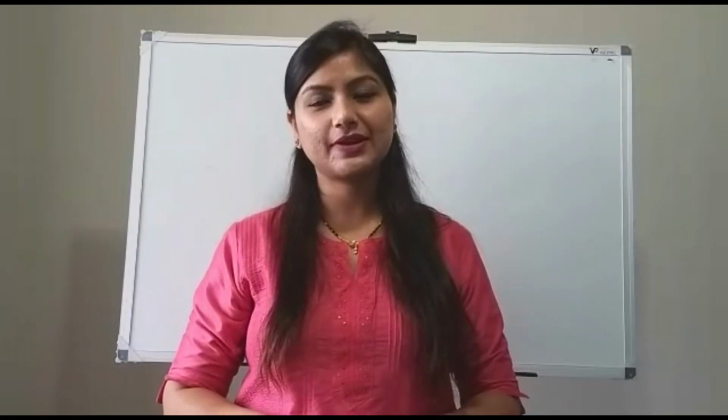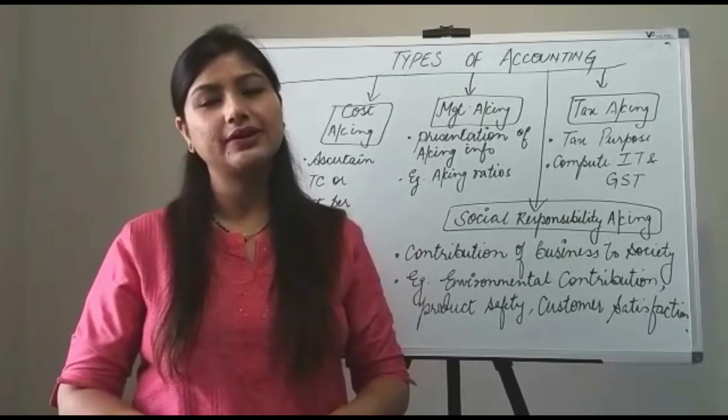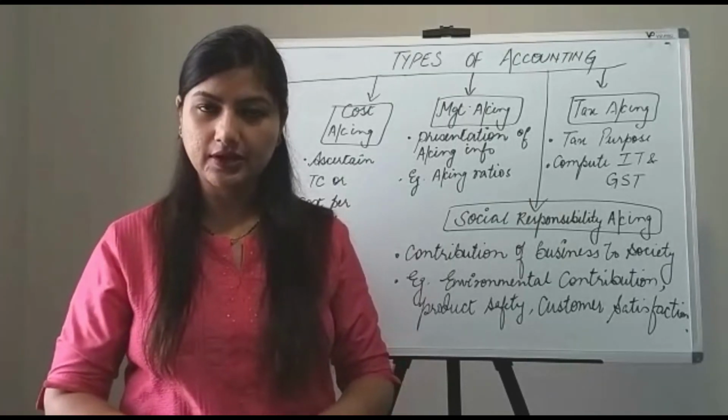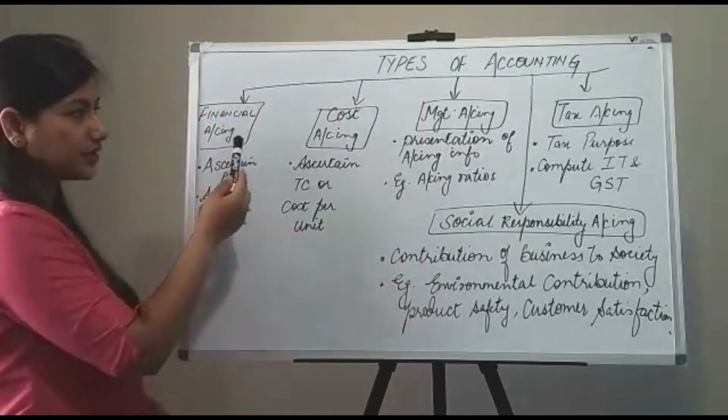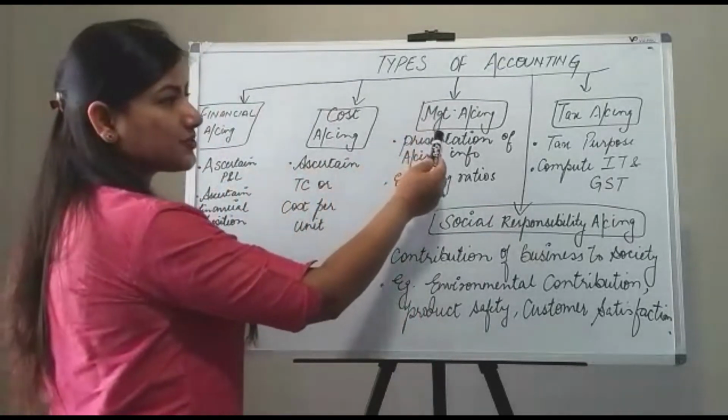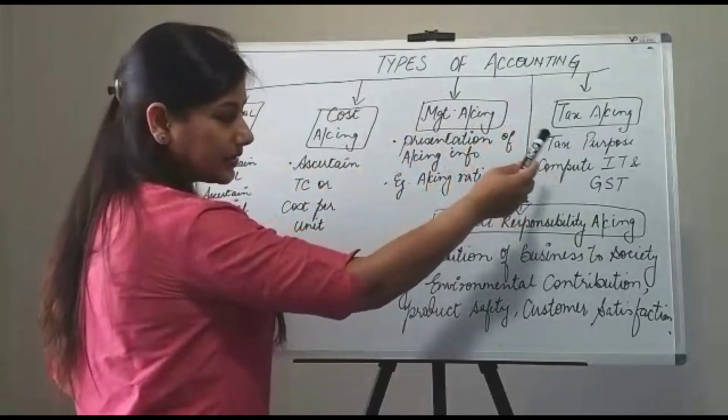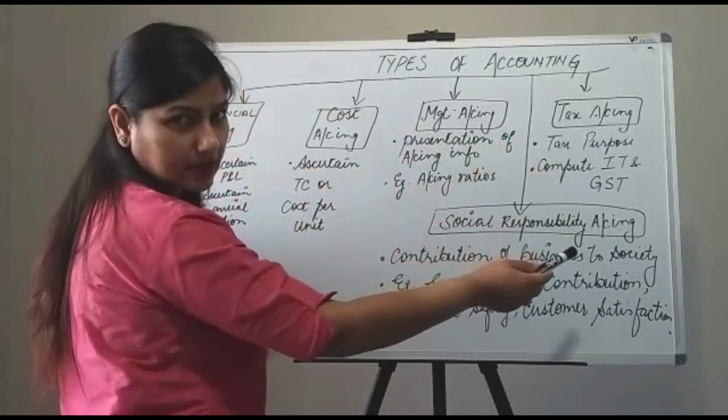So students, today we will be doing another two topics, that is types of accounting and the uses of accounting. So let us begin with types of accounting. So now let us talk about types of accounting. So there are five types of accounting, namely financial accounting, cost accounting, management accounting, tax accounting and social responsibility accounting.